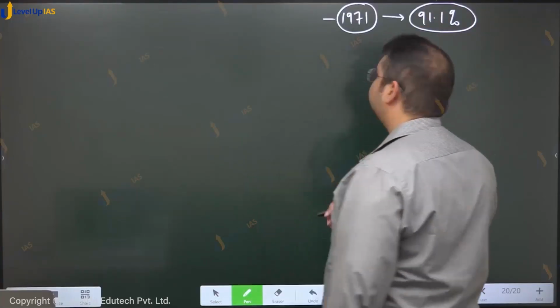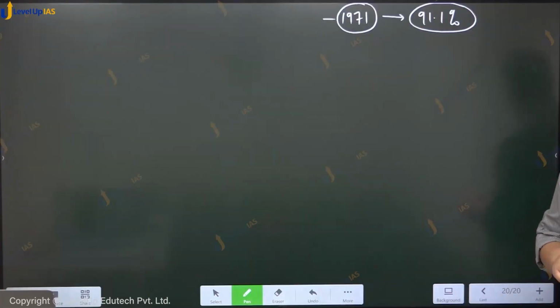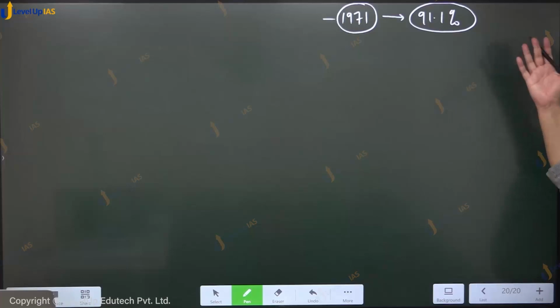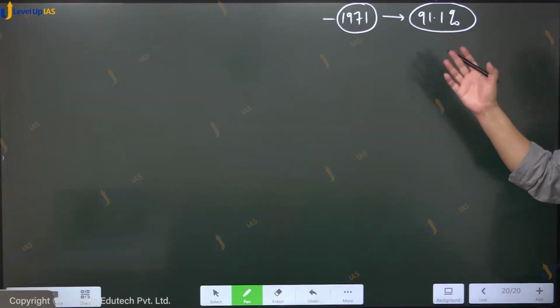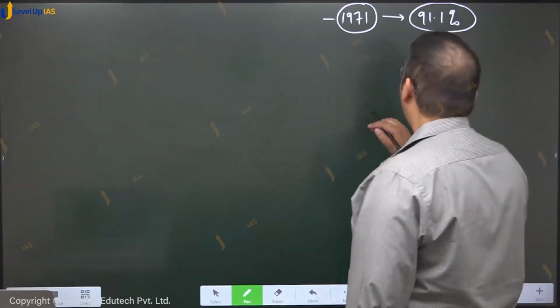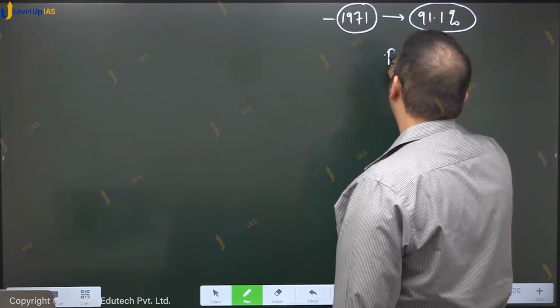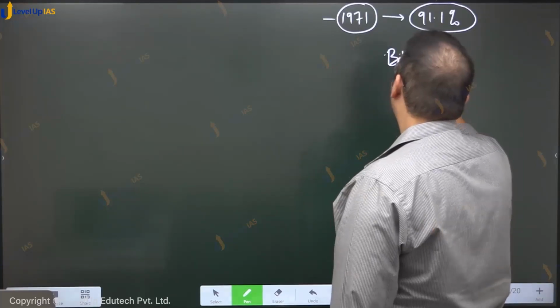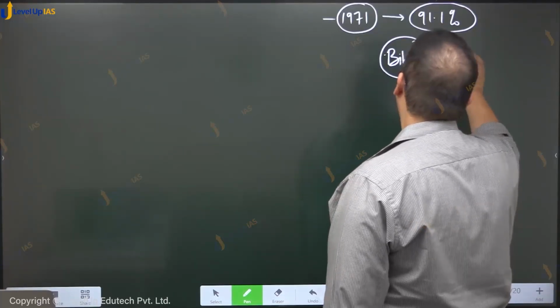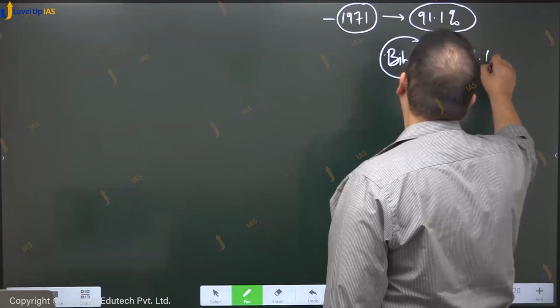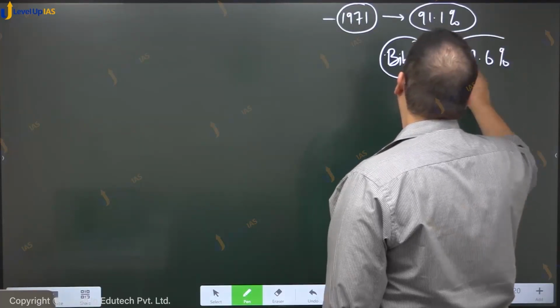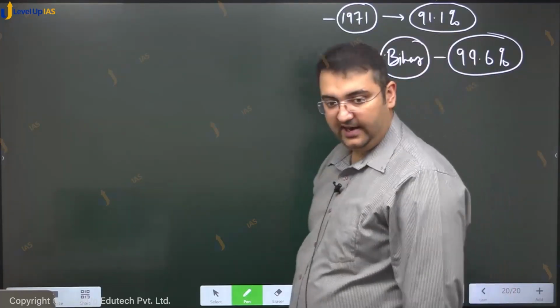देखने में क्या लग रहा है? लैंड रिफॉर्म्स सक्सेसफुल हुए हैं? बिल्कुल हुए हैं. Virtually all the farmers are now landowners. There are very few landless laborers. Bihar topped the list with 99.6% of farmers being landowners.